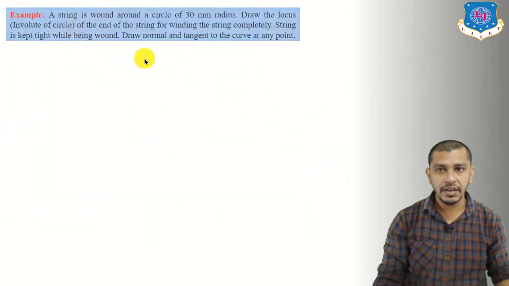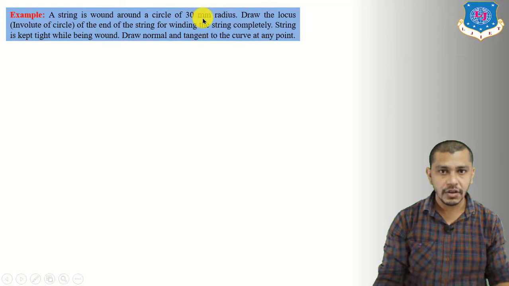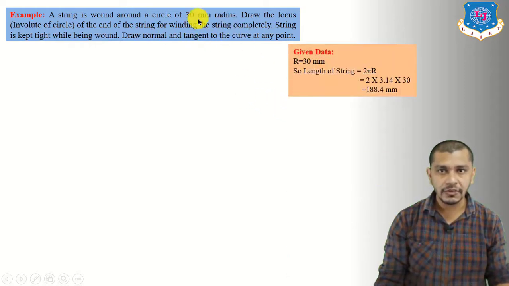So the given content is, a string is wound around a circle of 30 mm radius. Draw locus of the end of the string for winding the string completely. String is kept tight while being wound. Draw normal and tangent to the curve at any point. So the given data is radius of the circle is 30 mm. So the string length will be equal to 2 pi r, which is equal to 188.4 mm.